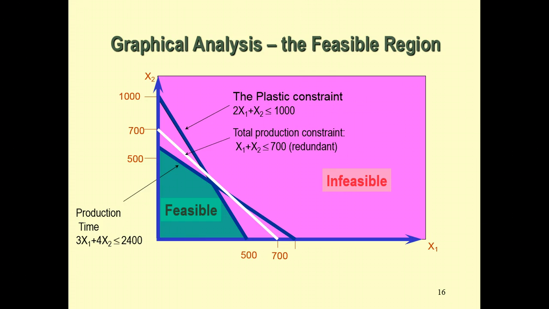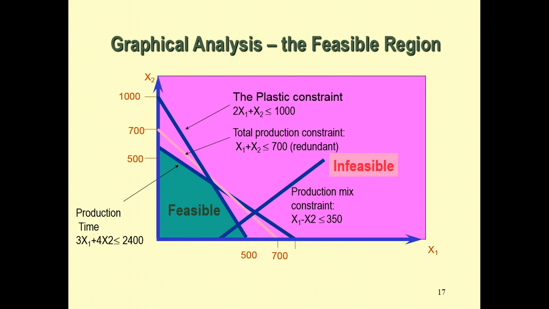Production, okay, the 700. What this is called is, we graph it in, we say x1 plus x2 is less than or equal to 700, but it's redundant because it hasn't changed our feasible region, right? If we eliminated it, we'd still have the same feasible region. And then we'll do the x1 minus x2 is less than or equal to 350, okay? So we graph that in. You don't have to do this, but I want to show you what's happening here.